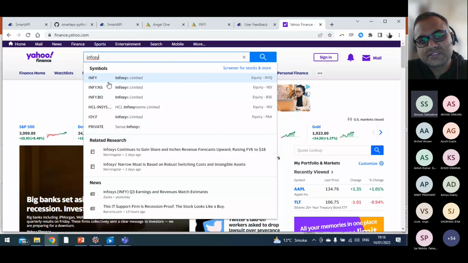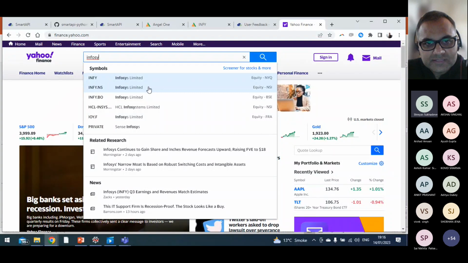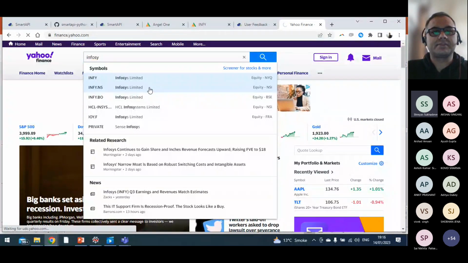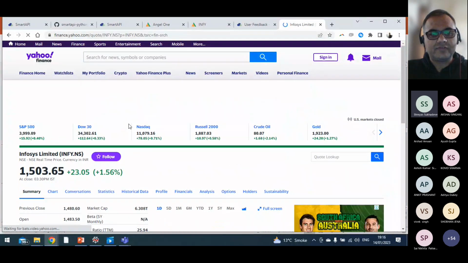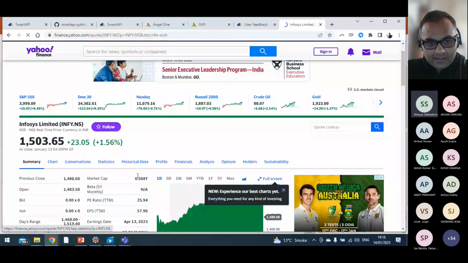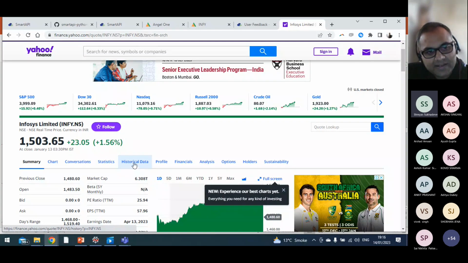Infosys is also listed in the US market, so we don't want that. We want this one. So click on this infy.ns and it will give you Infosys data. Within this Infosys data, click on historical data. You'll see that there's a tab here, historical data.